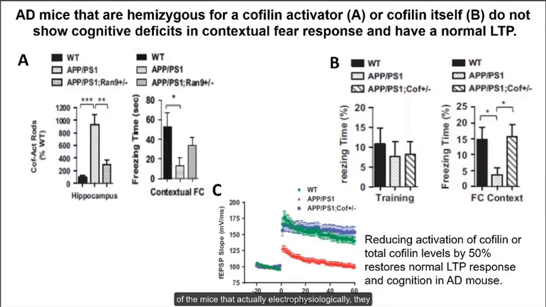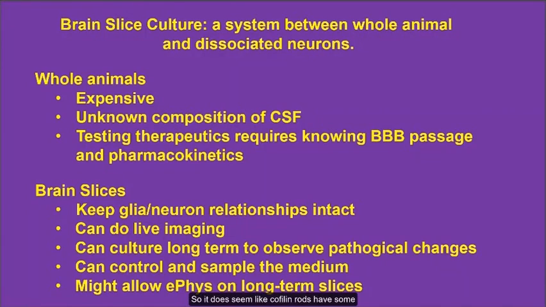This is the mouse brains and slices of the mice that electrophysiologically don't really have LTP, but if you do them in the homozygous cofilin mouse or in the RAM-BP9 mouse, it's restored to normal LTP levels. So it does seem like cofilin rods have some major role, well, it seems like cofilin at least has some major role.